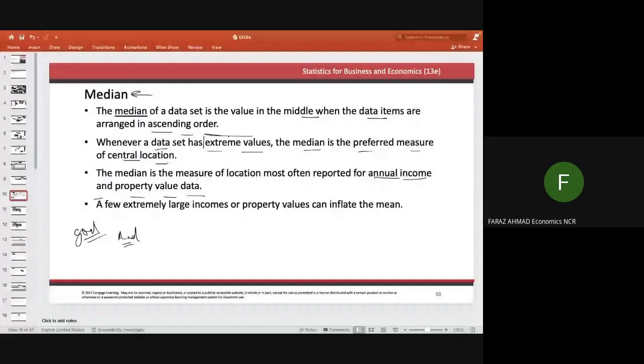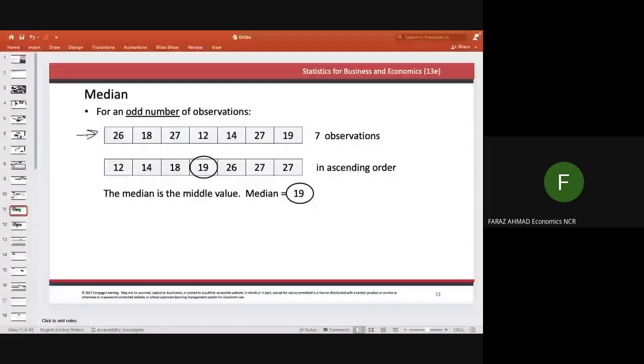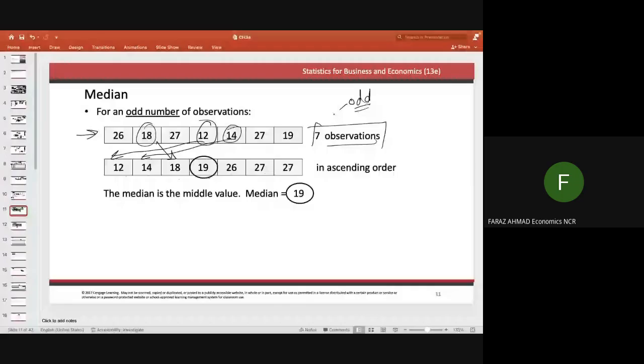Generally, it's the question of extreme values, right? So we will talk about these extreme values. First of all, let us see how median is calculated. What you have to do is arrange data in ascending order. So if this is your data, then you will write the smallest number first, and then write these numbers in ascending order: 12, 14, 18, 19, 26, 27, 27, and there are 7 observations. So we have an odd number of observations.